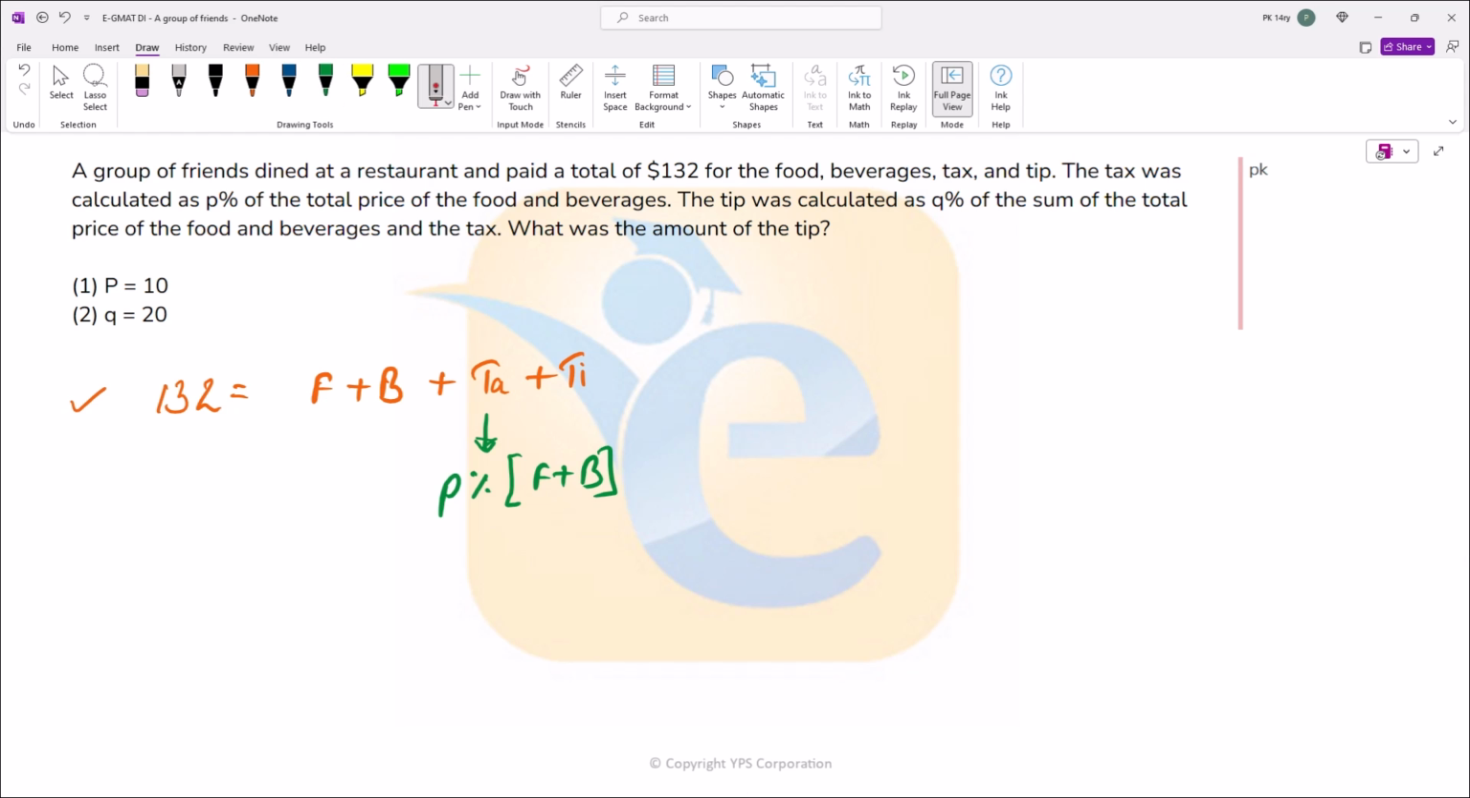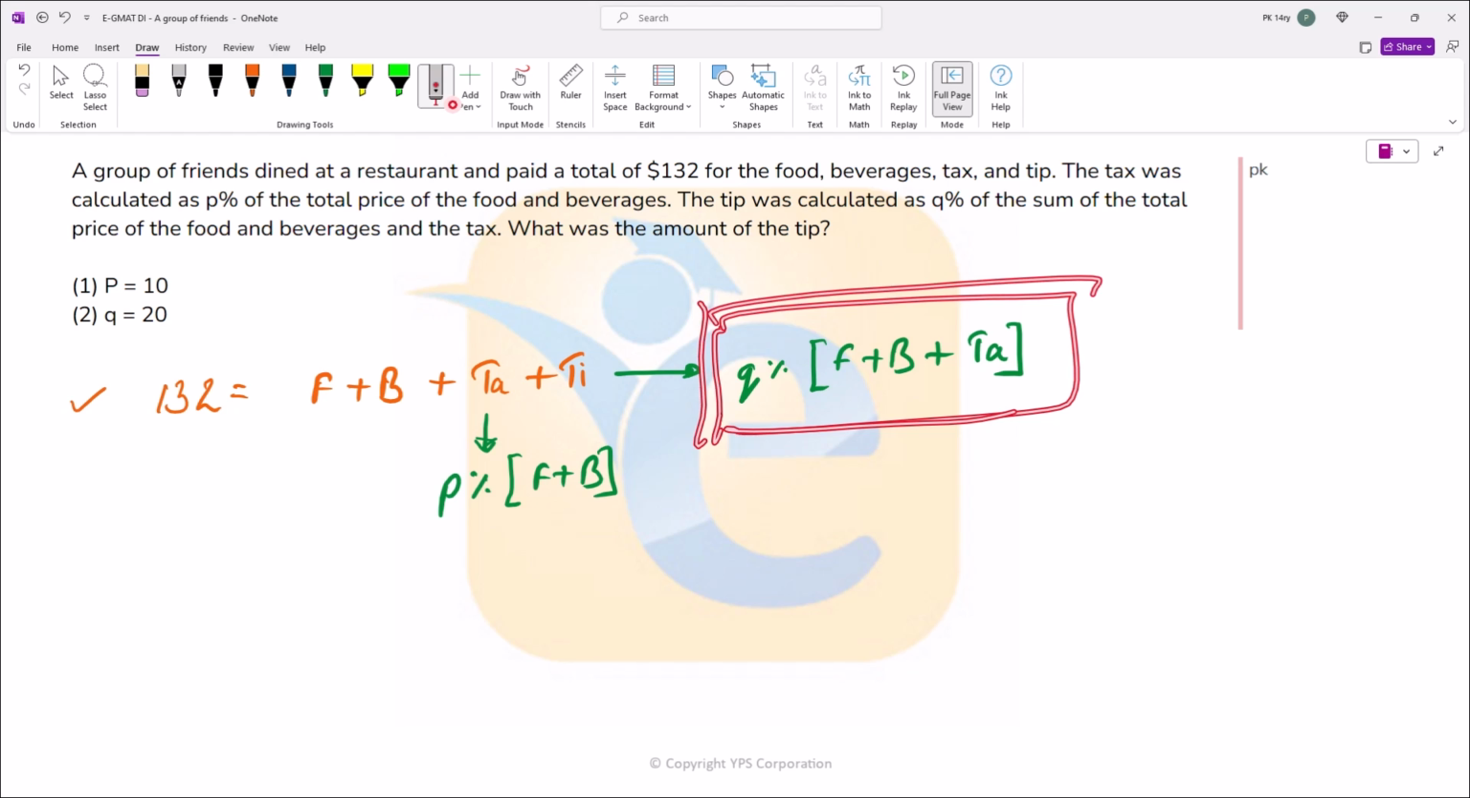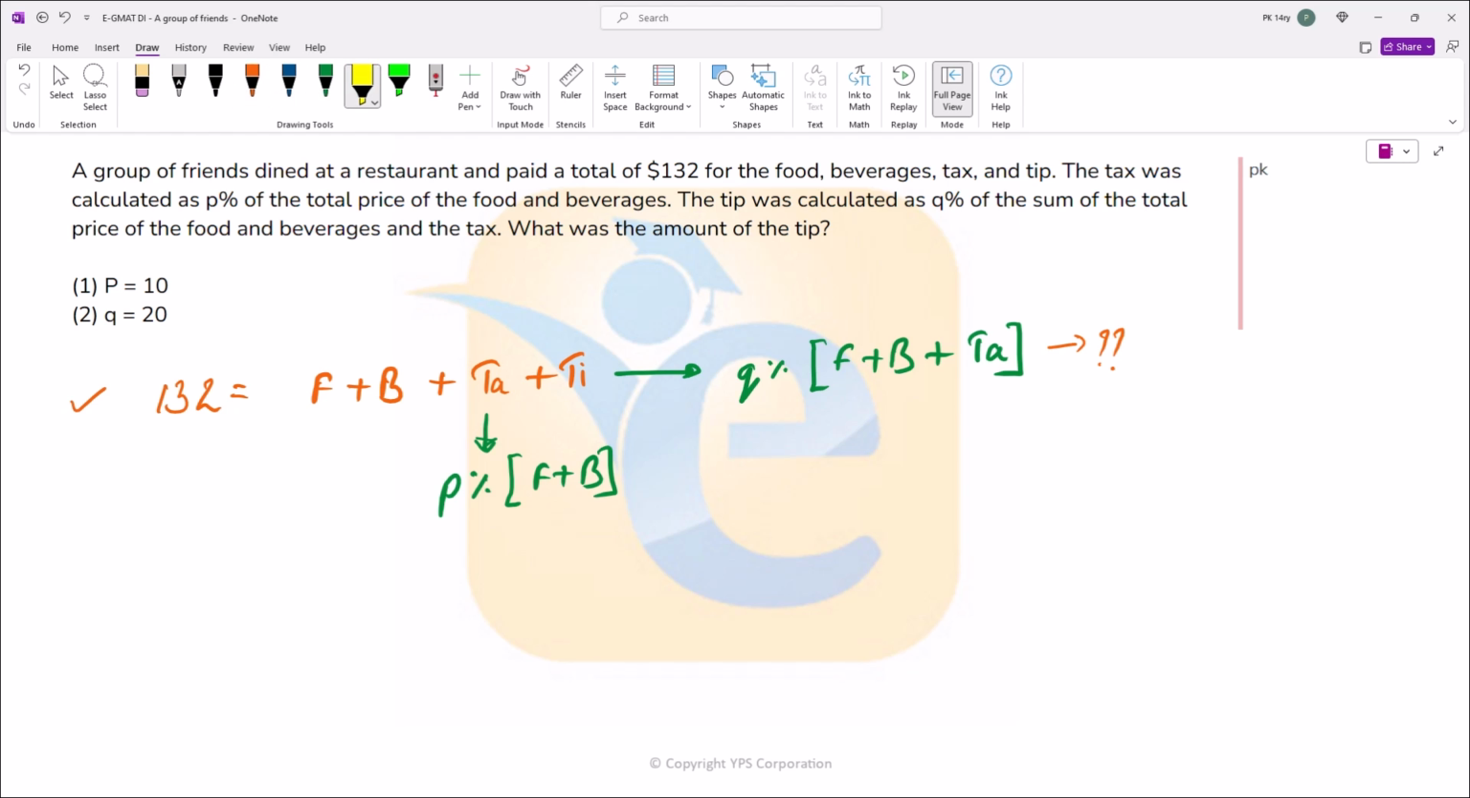The tip was calculated as Q% of the sum of total price of food, beverages and tax. So this tip is Q% of F plus B plus tax. Alright, we know this now. What was the amount of the tip? This is the value we need to find out. This is effectively our question.